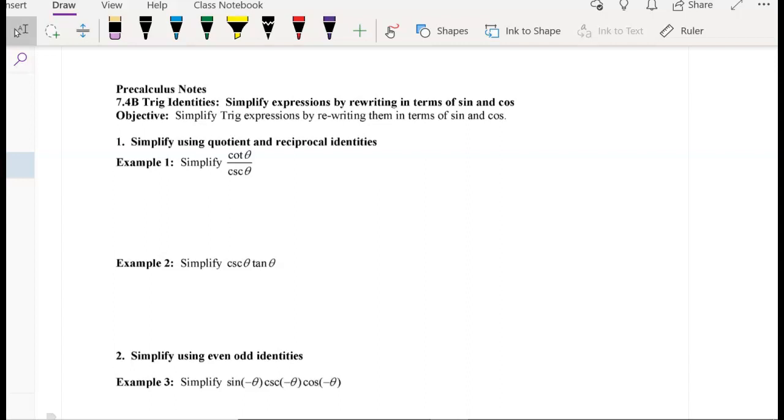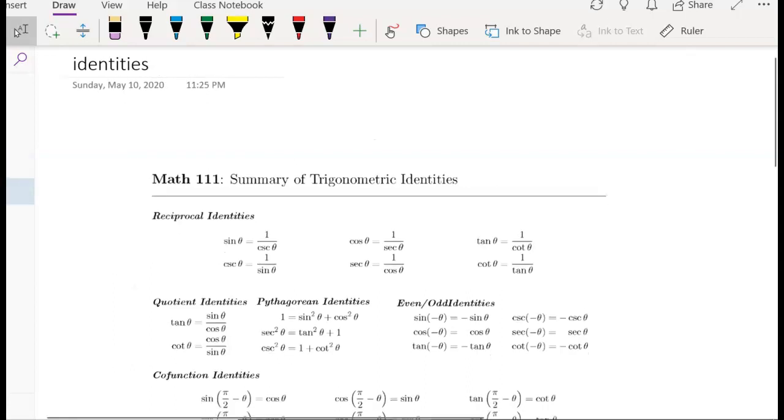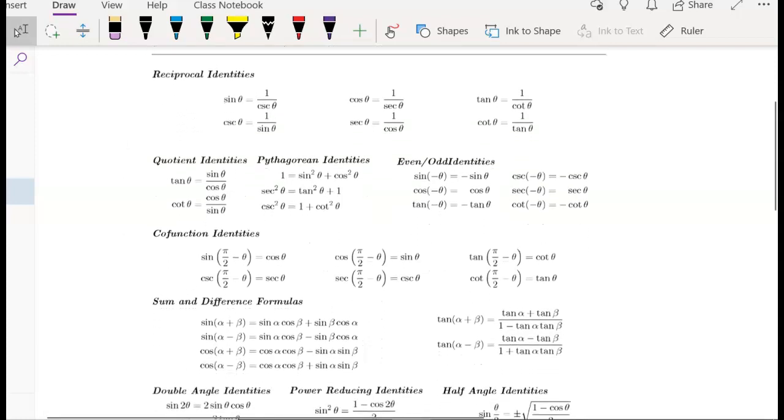Now these are going to be fun because basically we're going to take things that are longer and make them into things that are shorter. We're just going to simplify, and we're going to use the identities that we talked about in the last video. There's a bunch of stuff here, but this starts out here with the fundamental identity. So they go from here to here, and we'll be referring to this for every problem.